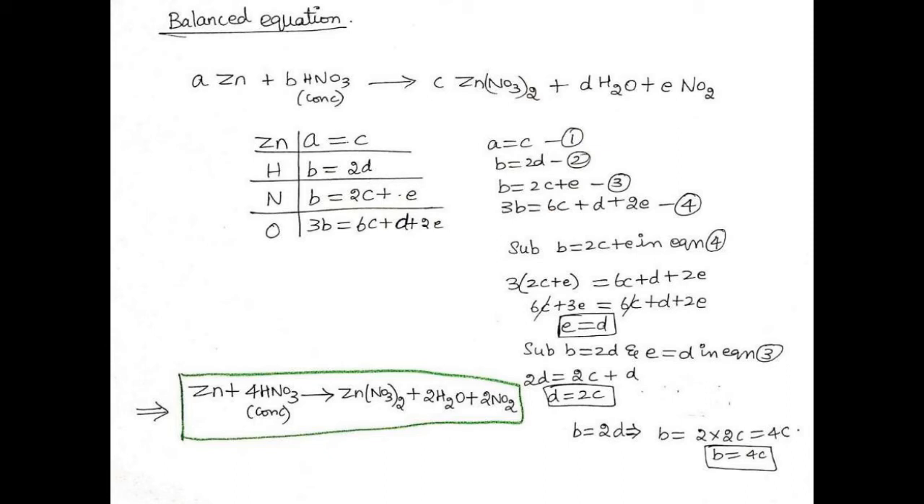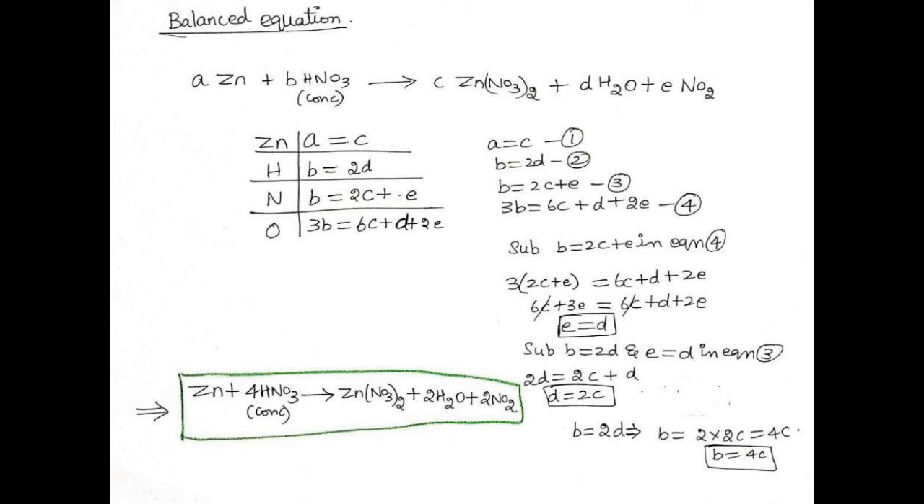So we can substitute B is equal to 2C plus E in equation 4. That will become very easy, right? So we get 3 into (2C plus E) is equal to 6C plus D plus 2E. So 6C plus 3E is equal to 6C plus D plus 2E. So we get E is equal to D. So we can substitute B is equal to 2D, the second equation, and E is equal to D, which we got now, in equation 3.